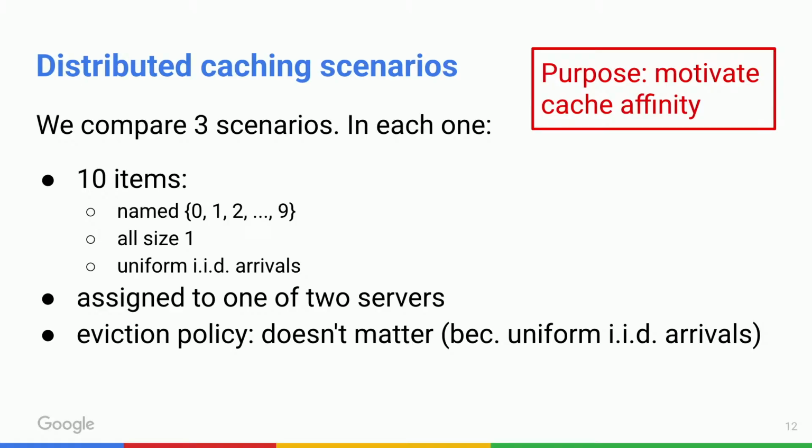Right, so in each of these 3 scenarios, I'm going to have 10 items. They're named 0 through 9. All of them have size 1. I'm going to assume uniform IID arrivals, which of course never happens in practice, but for the purpose of this example, that's what I want. There's going to be 2 servers, and each of these items will go to one of them. And I'm going to posit that the eviction policy doesn't matter because you've got uniform IID arrivals.